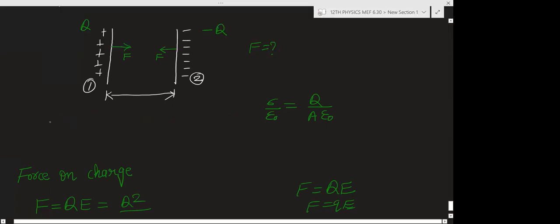So here, electric field due to plate 1. We have already discussed the formula for a single plate. I have told you the formula for a single plate. The electric field is sigma by 2 epsilon naught. So this is the electric field.